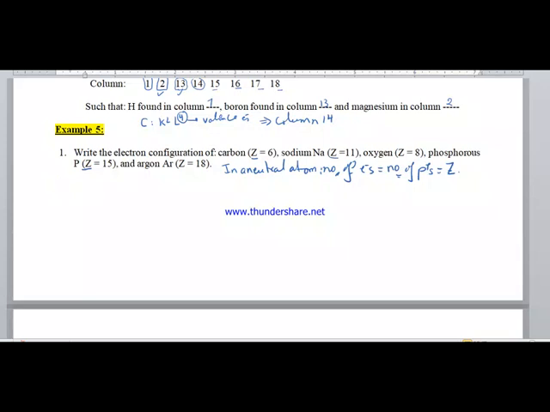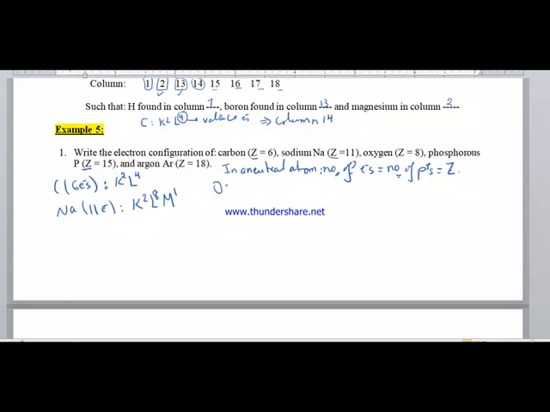So carbon has 6 electrons. The electron configuration: K and L. K carries 2, L carries 4 electrons. For sodium, Na has 11 electrons. The electron configuration K2, L8, we have 10 electrons, so we need another energy level M. So we have a total of 11 electrons: 2, 8, 1, 11.